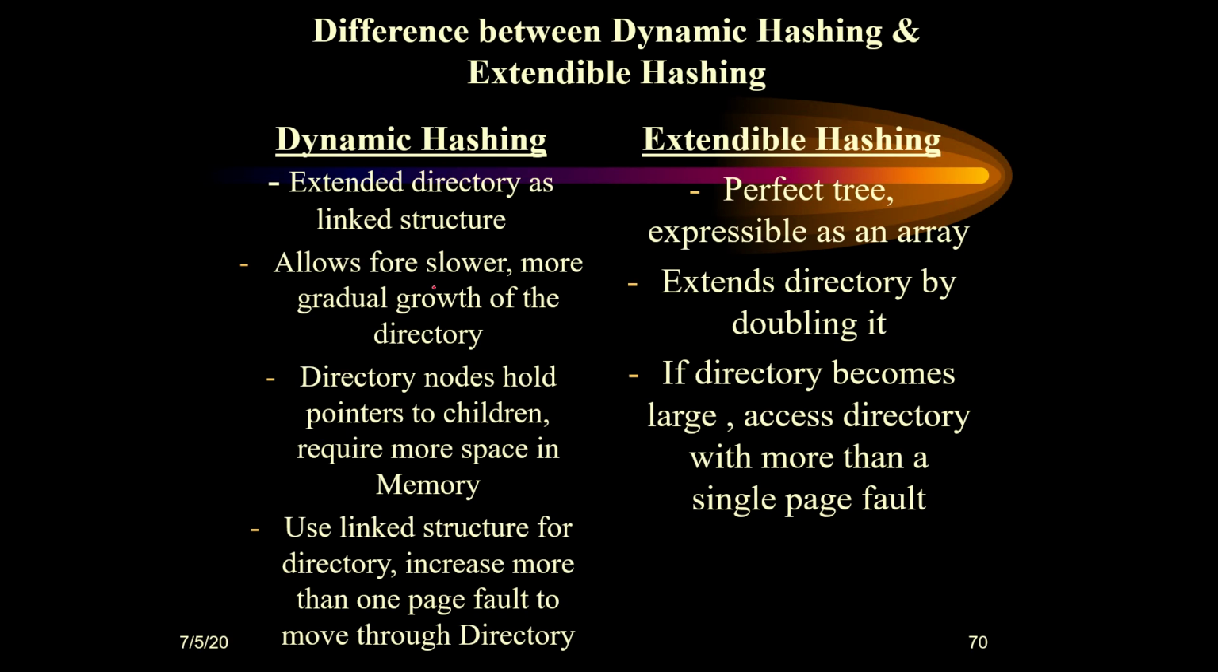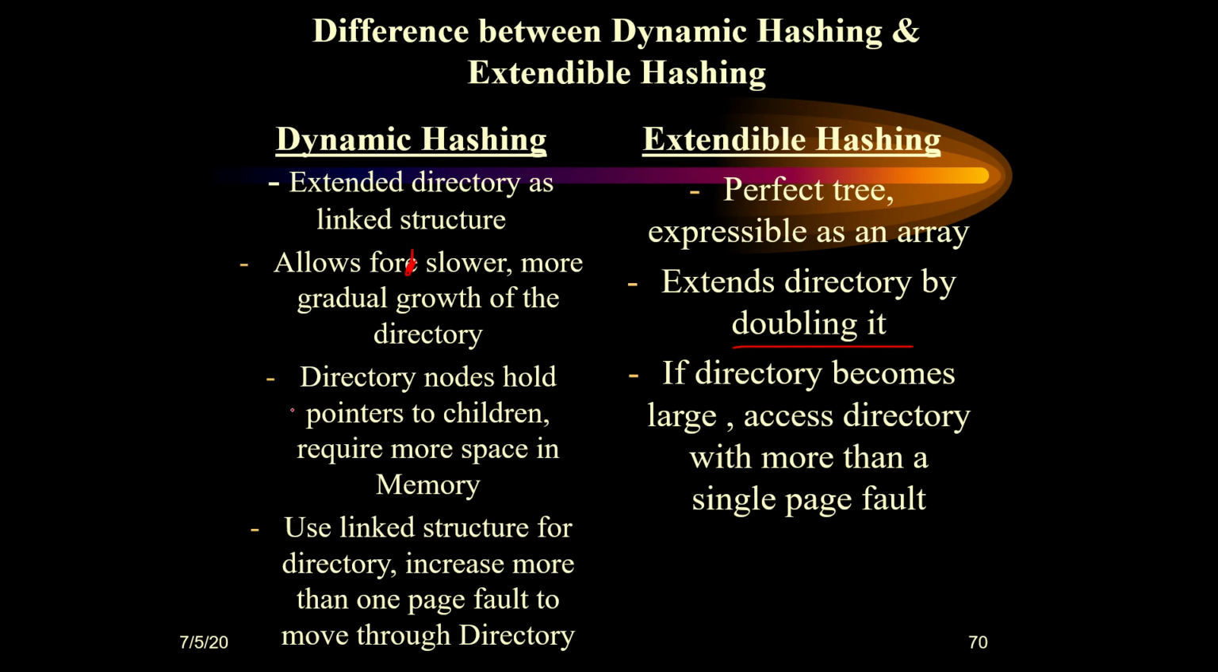Now it allows for slower, more gradual growth of the directory, and in the case of extendable hashing, the directory is doubled. As we already see, only necessary items are added in dynamic hashing, but in the case of extendable hashing, we try to double it for balancing the tree. That is where we get the doubling effect.